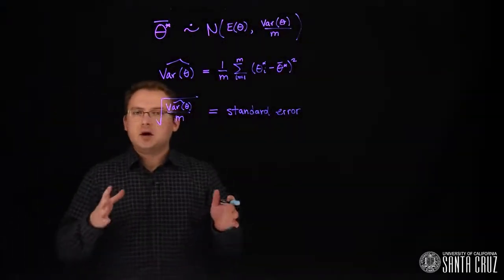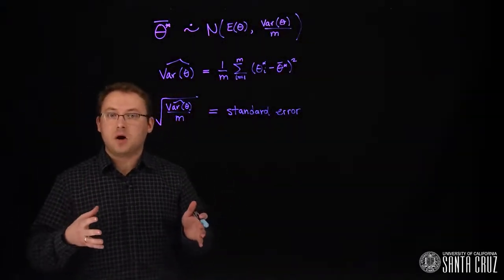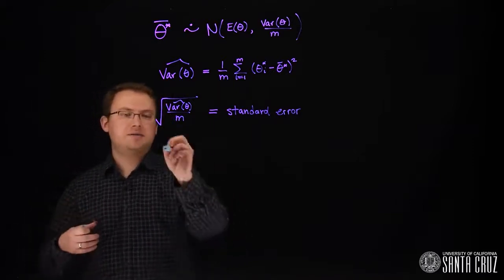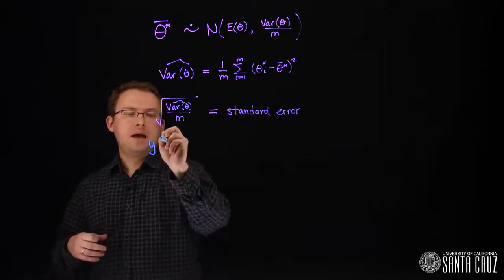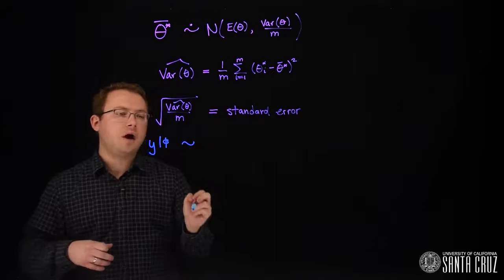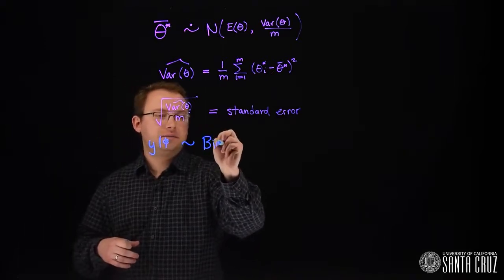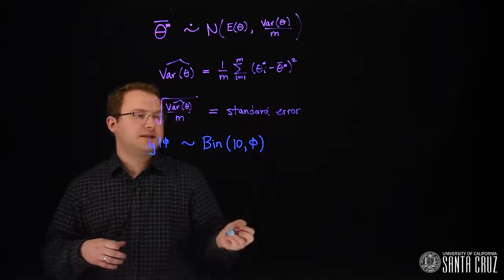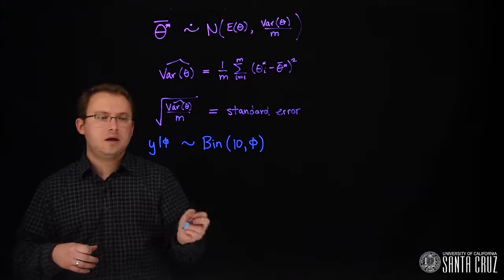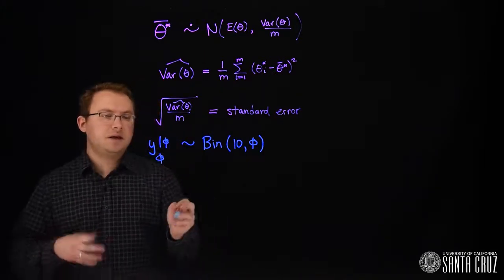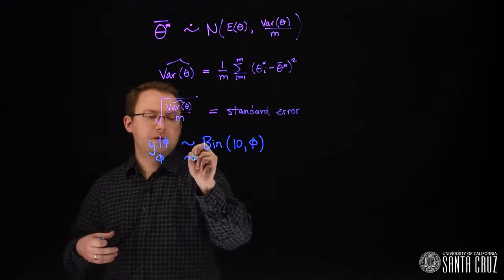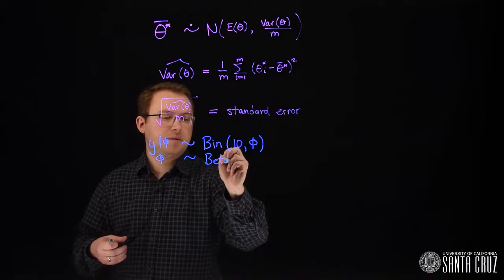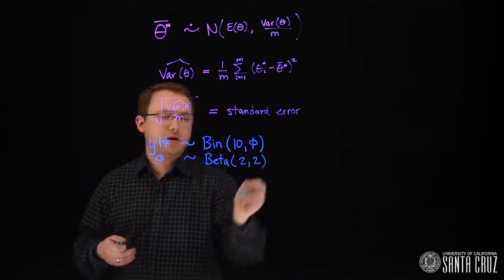We can also obtain Monte Carlo samples from hierarchical models. As a simple example, let's consider a binomial random variable y. So y, given phi, is going to follow a binomial distribution with 10 trials, and on each trial, a probability of success that's equal to phi. Let's further assume that phi comes from its own distribution, that it's random. So this would be, for example, if we had a prior for phi. Let's say it comes from a beta distribution with parameters 2 and 2.